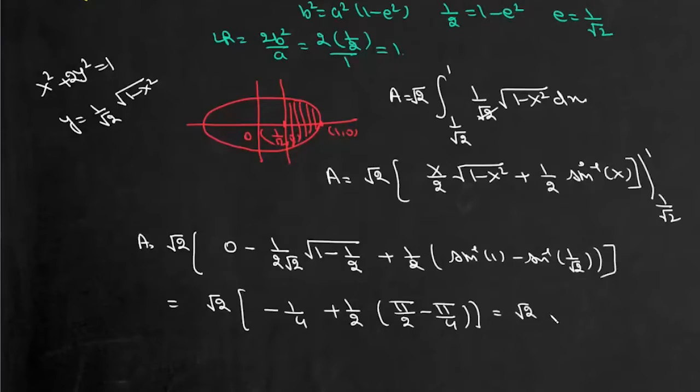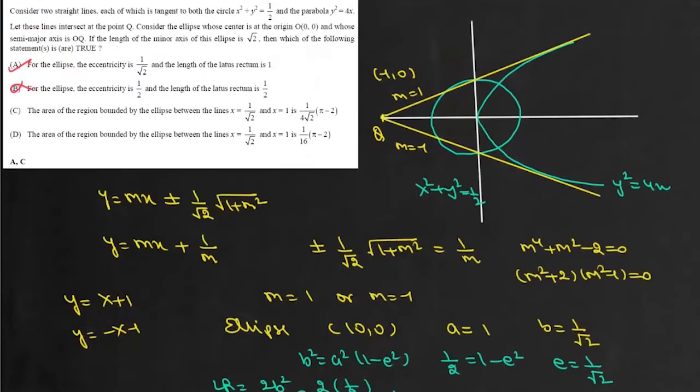So it is root 2 into pi by 8 minus 1 by 4 and we can write this as pi minus 2 upon 4 root 2 square unit. So area between x equals 1 by root 2 and x equal to 1 is 1 upon 4 root 2 into pi minus 2 and that's your option C. So the correct options are A and C.